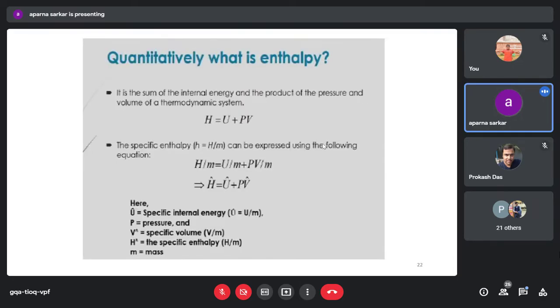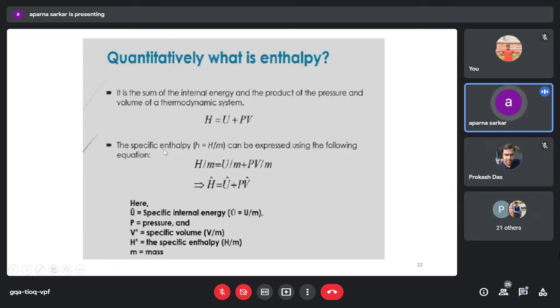Now if we want to know it quantitatively, then we have a formula: H is equal to U plus PV. That means the summation of internal energy and the product of pressure and volume gives us the value of enthalpy. These thermodynamic properties, enthalpy and entropy, are related with the second law.